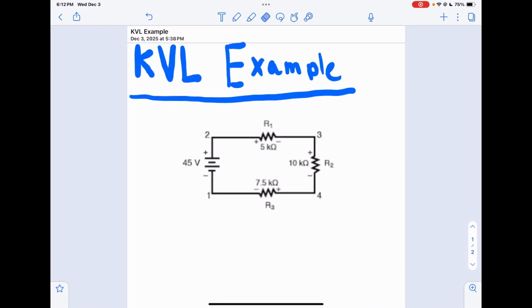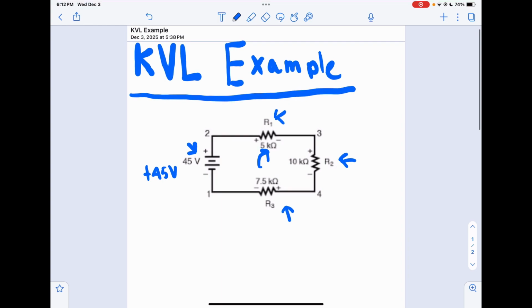Over here, we have a circuit with 3 resistors and 1 battery right over here. And we have R1 right here, R2 right here, and R3 right here. The current will go clockwise, so we'll go around the circuit clockwise. Going from negative to positive through the battery is positive 45 volts. And then each resistor is going from positive to negative, which will be negative IR.